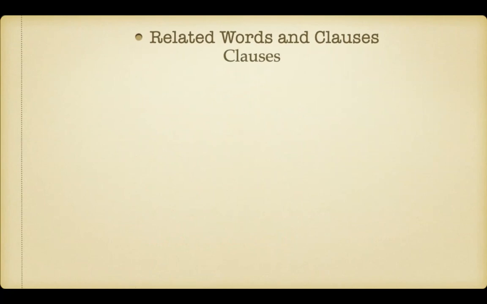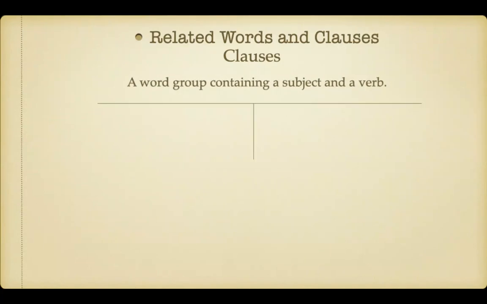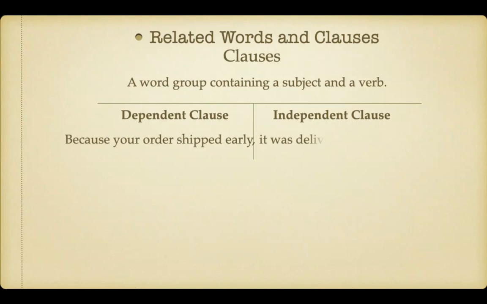When you want to emphasize bigger ideas, the simple sentence pattern might not quite do the trick. You can create compound and complex sentences by combining clauses. A clause is a word group containing a subject and a verb. There are two types: dependent clauses and independent clauses. Here's one sentence to help us examine both types of clauses.